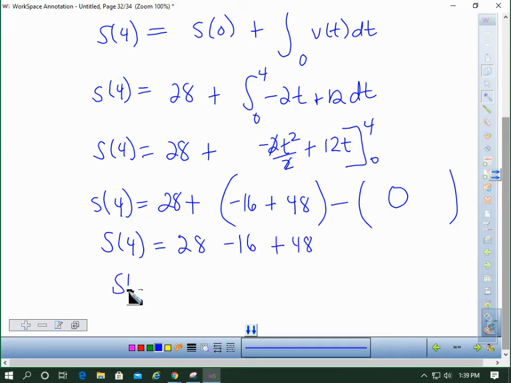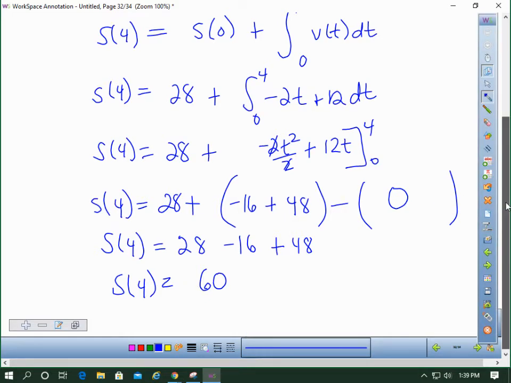All right, so what is S of 4 going to be? Let's see, 28 minus 16 is going to be 12. And then when I add 48 to that, I get 60. So that means after the 4 minutes, seconds, or whatever the time frame was, I moved from 28 to 60. So I ended up at 60. All right, so that's my position at time 4.